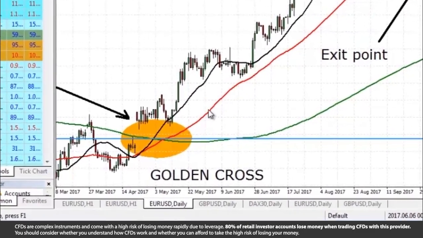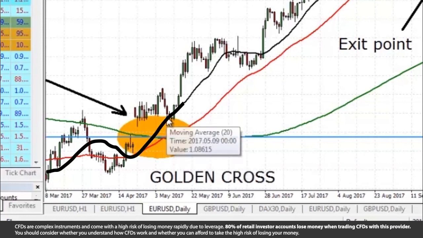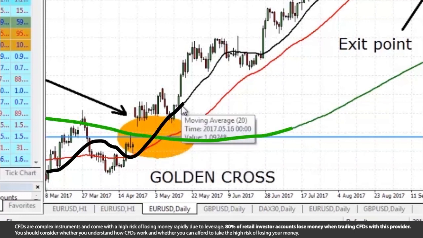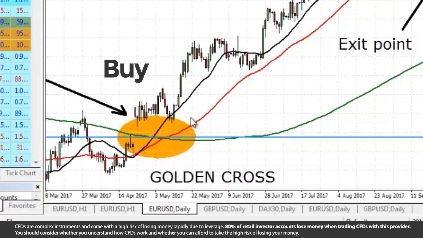The golden cross signal is when the faster, short-term moving average crosses from below a longer-term moving average. In this case, the 20 MA is crossing the 200 MA. Here, the 50 SMA is crossing the 200 SMA from below. In fact, this is a trend confirmation suggested by the previous cross. So, this is a buy signal. We should enter a buy position when the 20 SMA crosses the 200 SMA from below, like here.